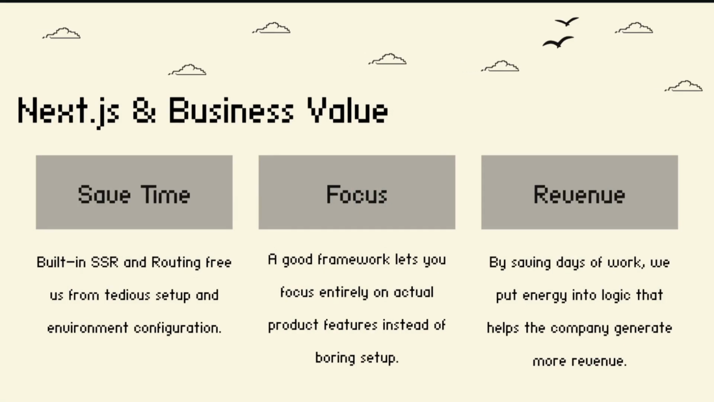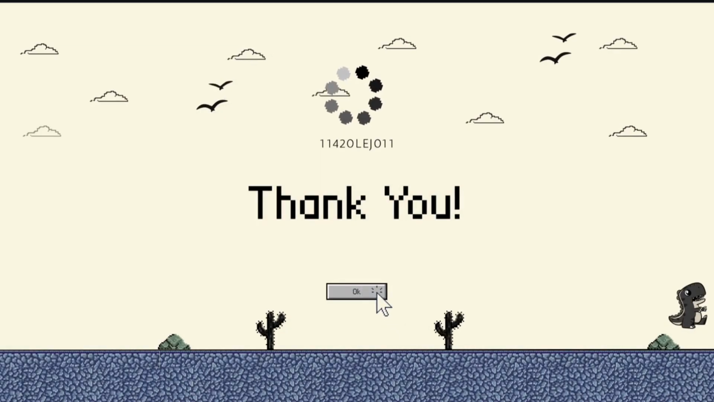Choosing Next.js saves us massive setup time with its built-in routing. A good framework frees developers from tedious configurations, allowing us to focus entirely on outward-facing product features that generate real revenue. This shifting of energy ensures that our technical executions directly serve the primary goal of helping the company earn more. And this is our presentation.